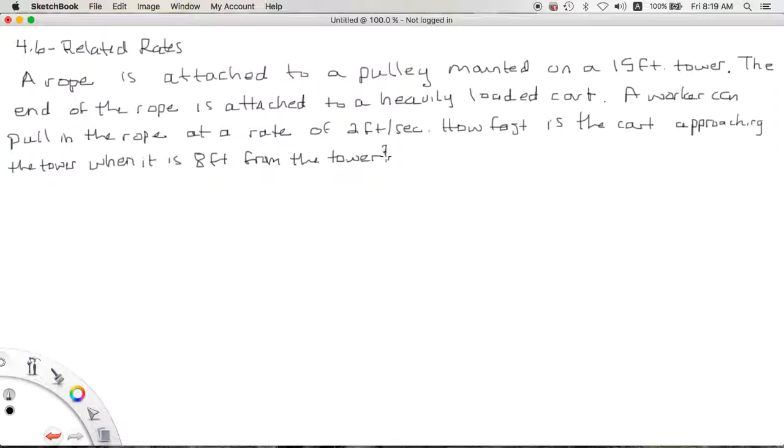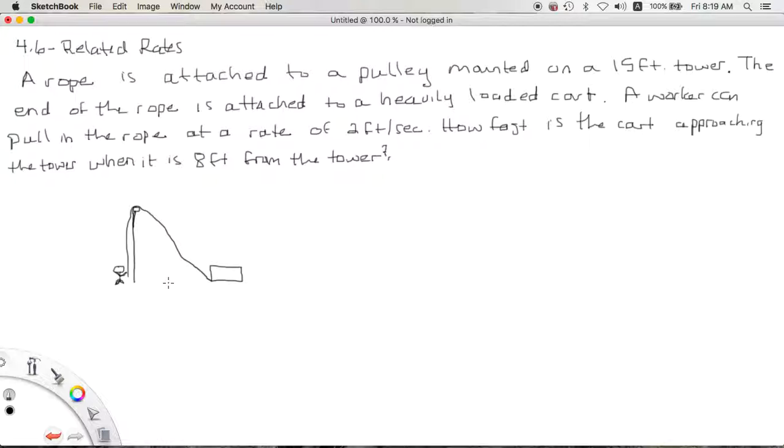Okay, so the first thing we want to do is draw a picture. Pictures are going to help you label everything so that you can have an idea of what's going on. So we've got this 15-foot tower with a pulley on it and this rope, and it's attached to this cart. And there's a person here. Yes, Miss Hutcherson is not an artist.